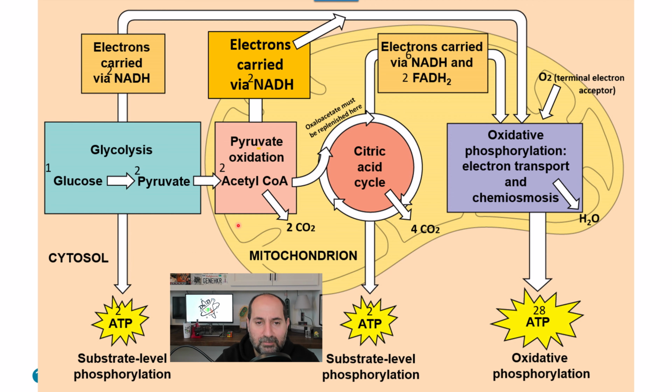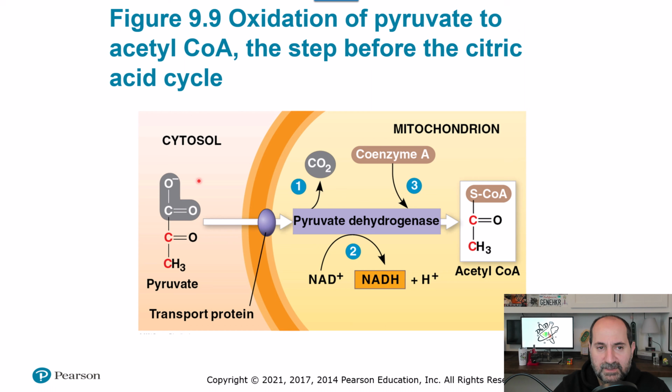Next, let's talk about pyruvate oxidation. Here's pyruvate oxidation. I want you to multiply everything here by 2 because remember, we ended up with 2 3-carbon sugars of pyruvate. We ended up with 2 pyruvates at the end of glycolysis. So everything here is times 2. 2 pyruvate enter the mitochondrion. 2 NADH are formed. 2 CO2 are released. And 2 molecules of acetyl-CoA are formed.